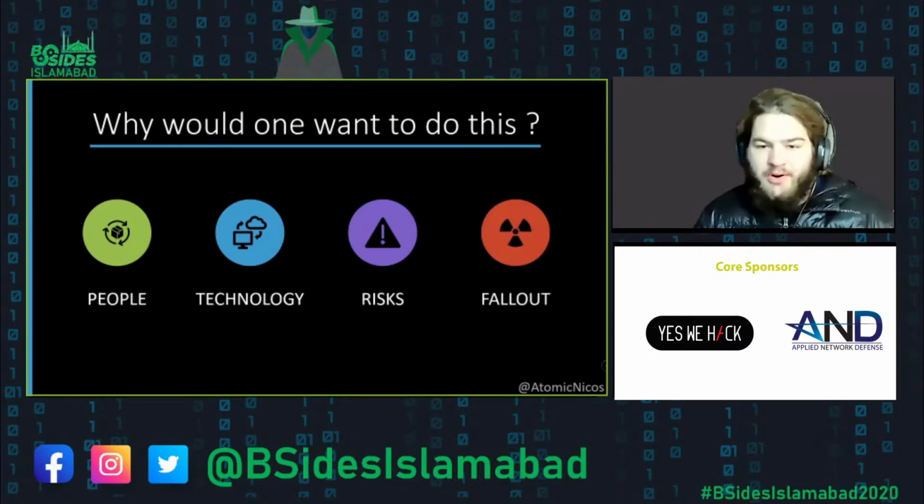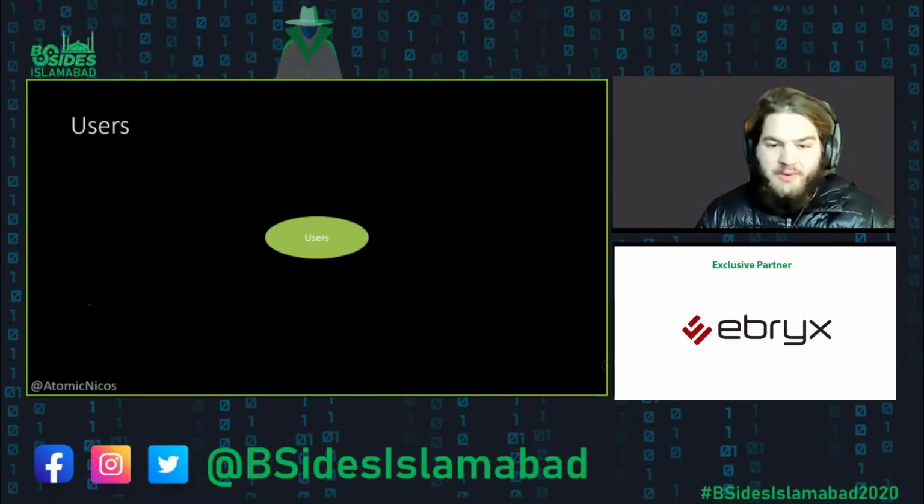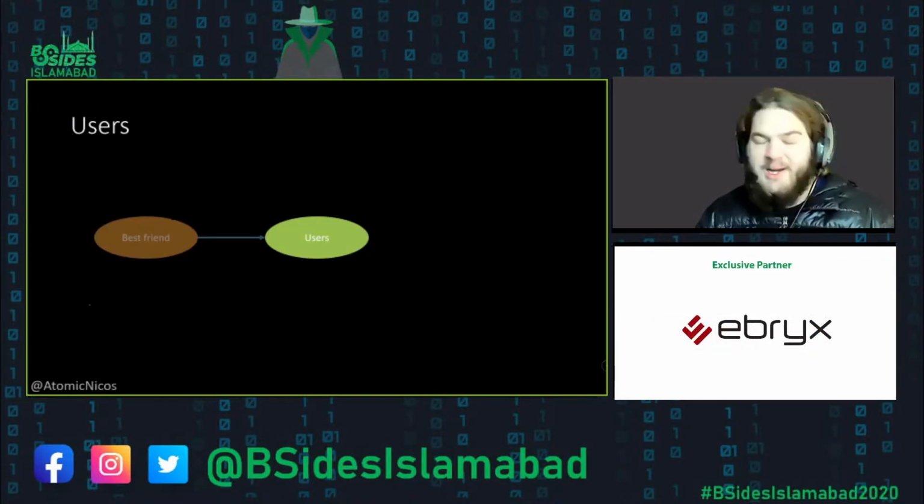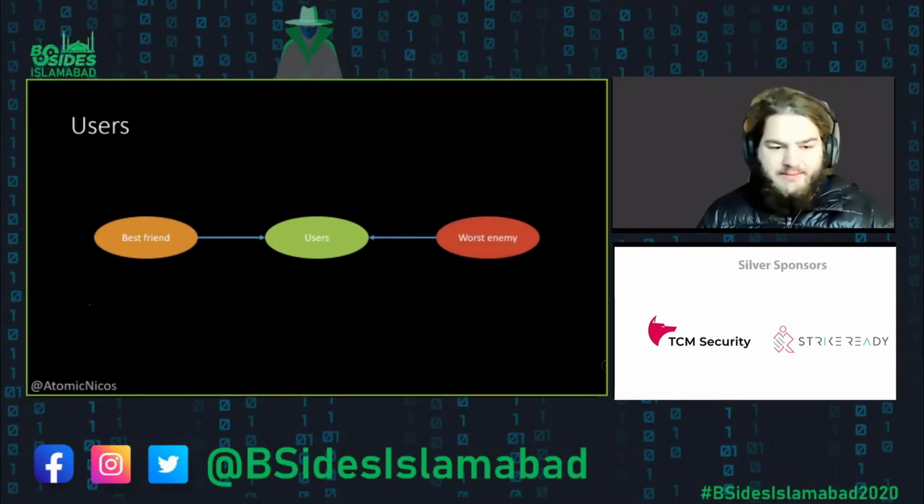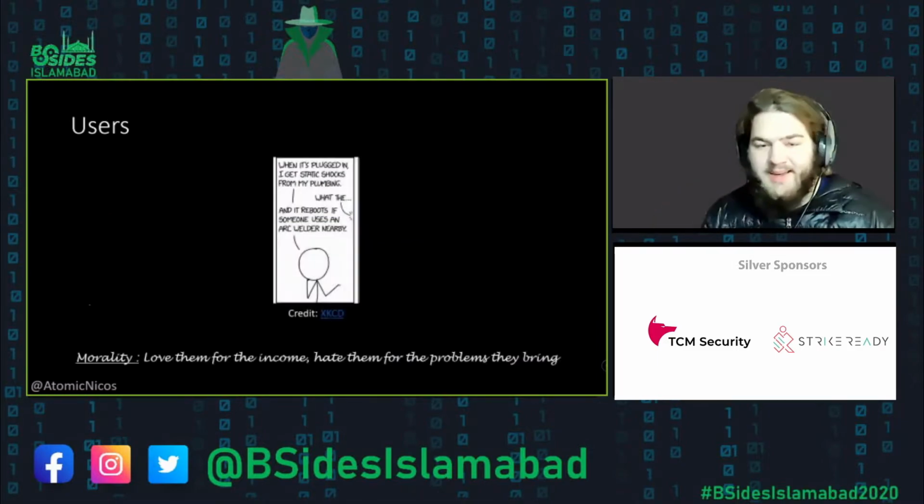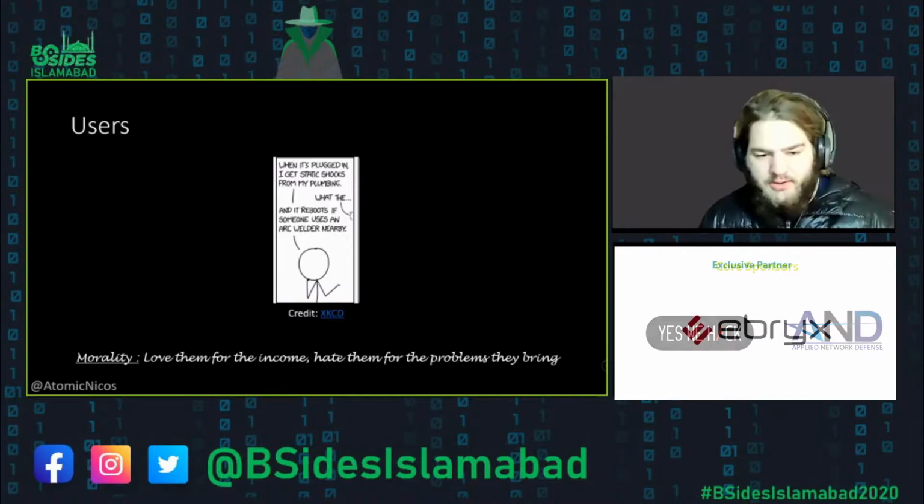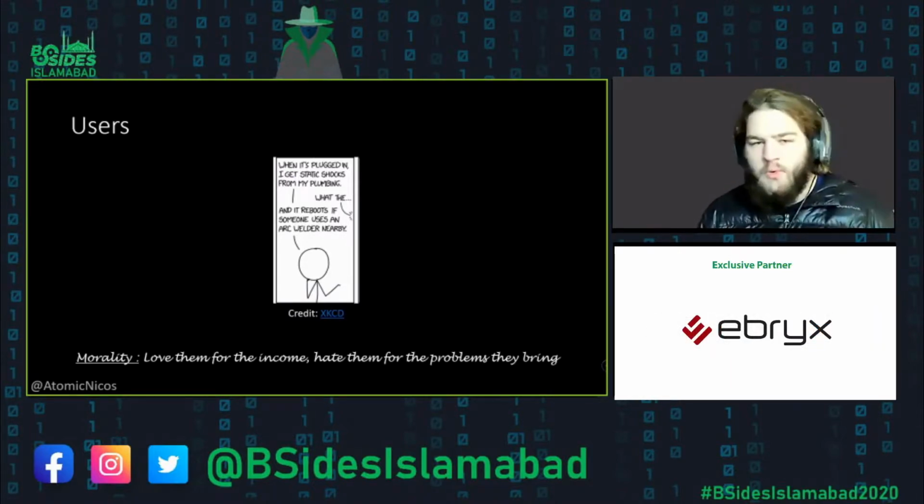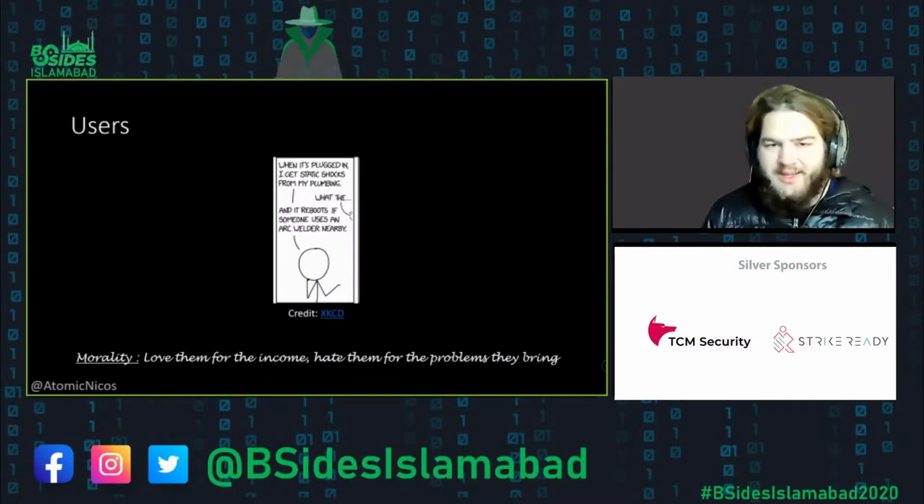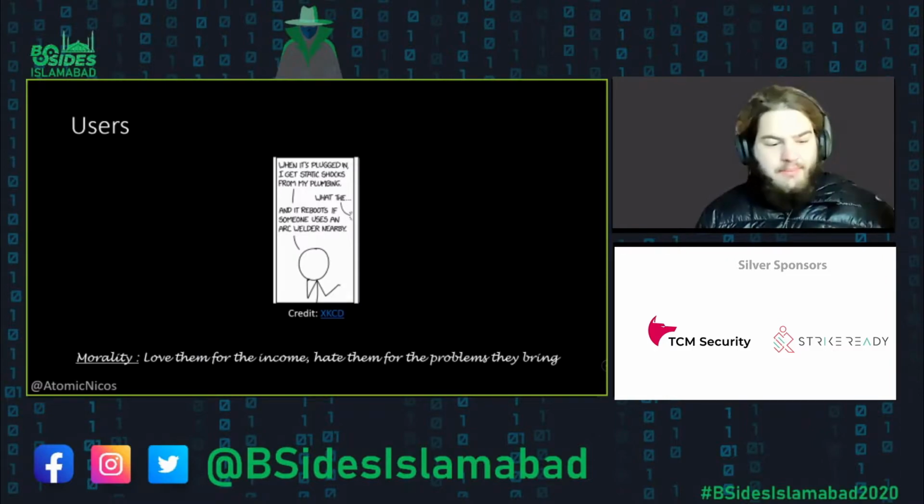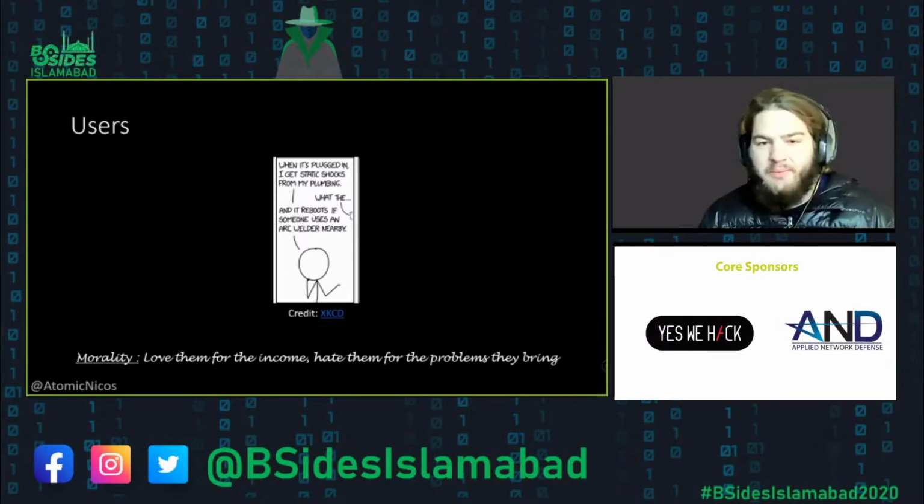So, quick overview of people. You have users, which, if you're building a service, go from being your best friend because they give you money, to your worst enemy because they bring you problems. Most people who have at least manned a help desk for 30 minutes, or a ticket system in some type of service, will know that there's that one type of user that always has 50,000 types of problems, which are improbable to say the least. So yeah, the basic morality is to love them for the income and hate them for the problems.